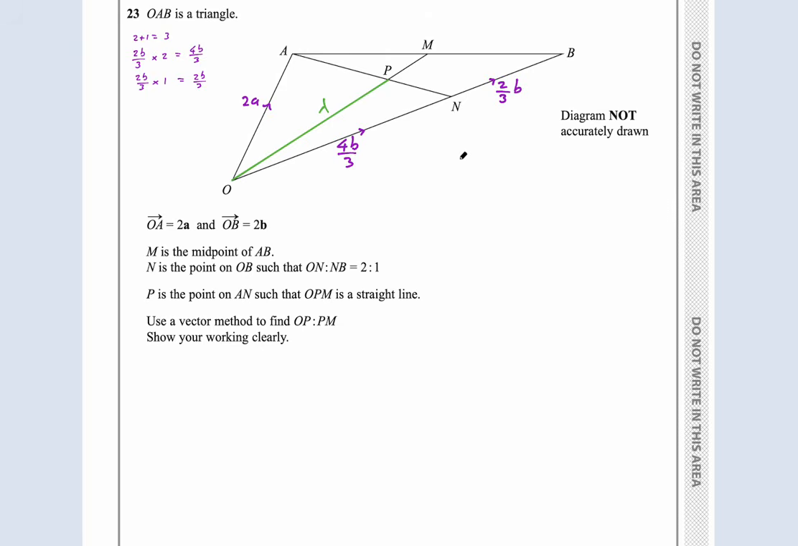So let's start by getting AB. To go from A to B, I'm going to go minus 2A, because remember we walk along here, we go down this way against the arrow, minus 2A, plus 2B, because I'm going with the arrow. Which means quite easily AM is then just a half of this, or minus A plus B. So this vector here is minus A plus B. Okay, fine.